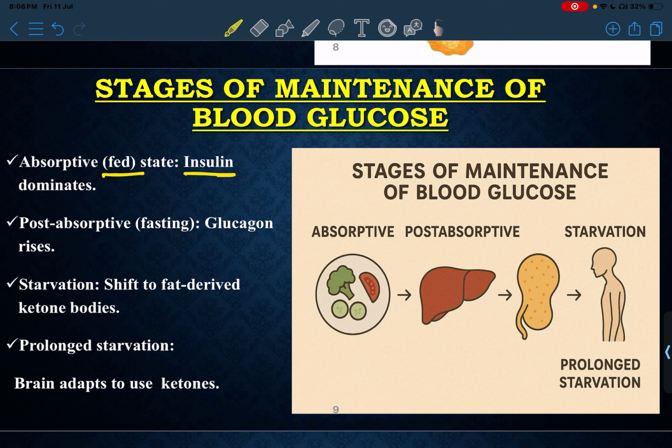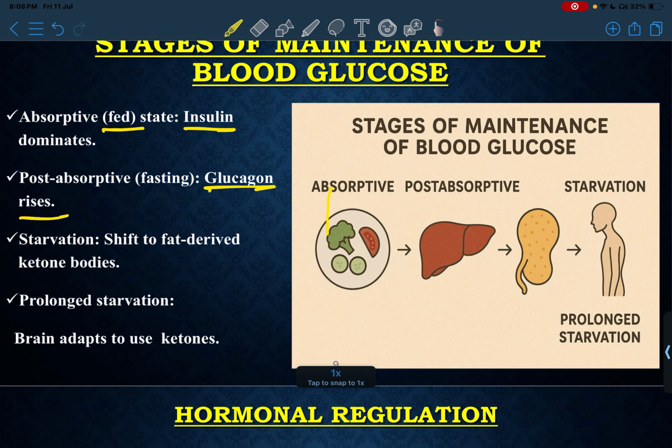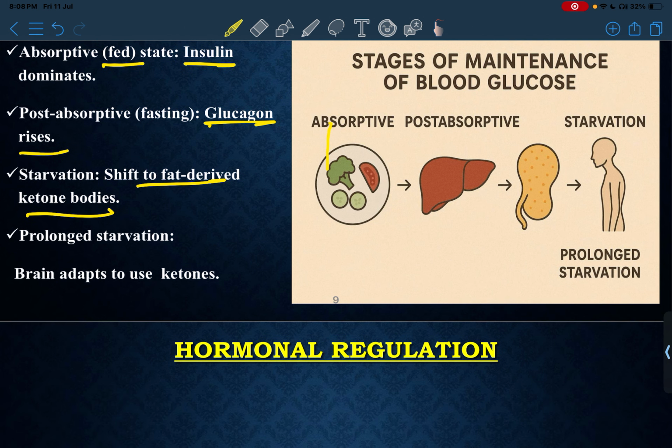Next is the post absorptive stage, which is the fasting stage, where the blood glucose level decreases and our body releases glucagon, which raises the blood glucose by different mechanisms, which we are going to see later. Glucagon rises. Starvation shifts to fat derived ketone bodies, which we have already discussed. In prolonged starvation, the brain adapts to use ketone bodies.